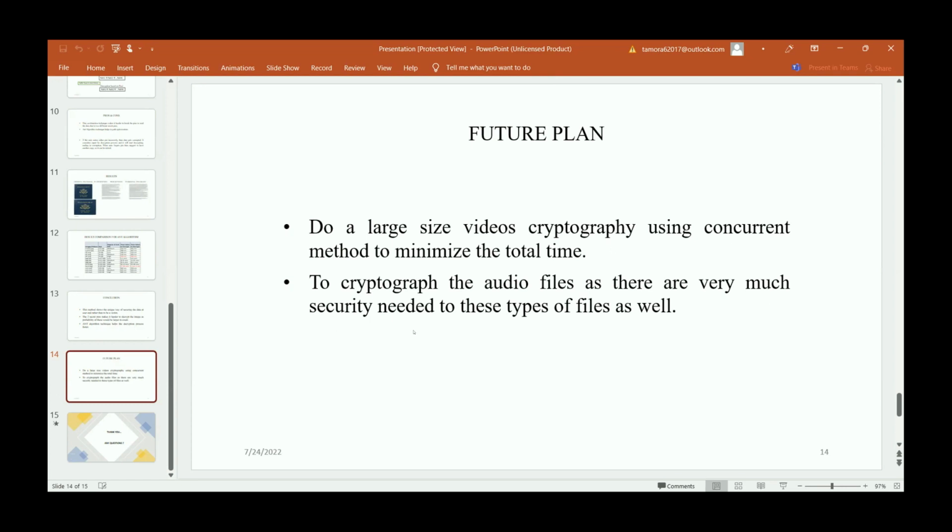And the other plan, which is in the pipeline and which I have already started working on, is how to secure audio files. We have seen the visual ones, like images and videos. So how to secure audio files, because there are many audio files which have very sensitive information, and we may think that, yeah, it should be encrypted before I send it to my friend or a colleague, whoever it is. So it is better to encrypt, right? So it is in progress to do the audio files as well.